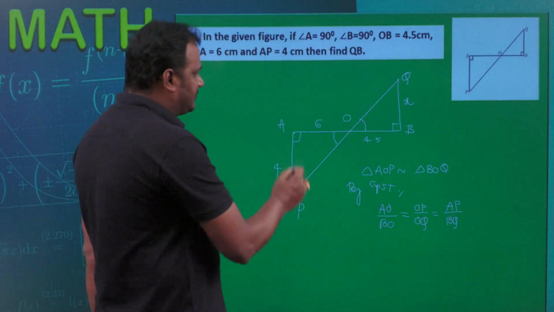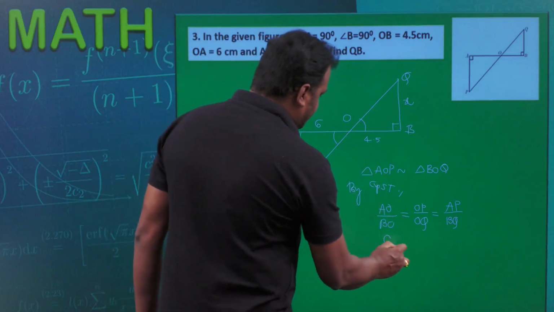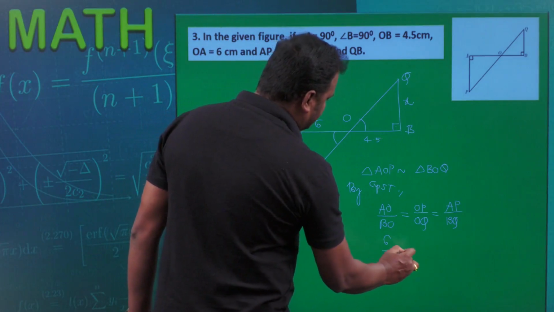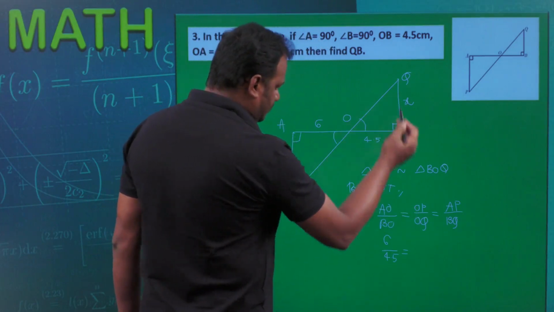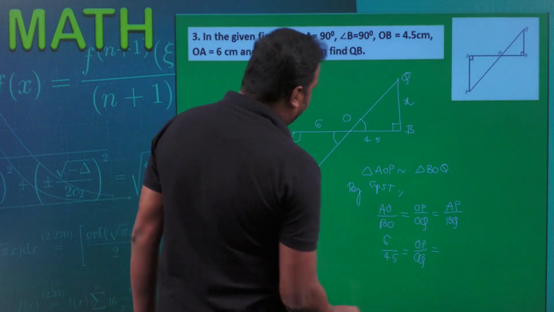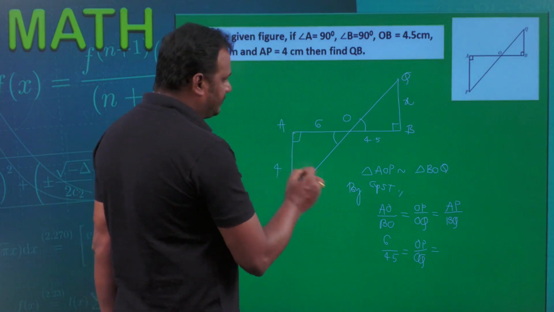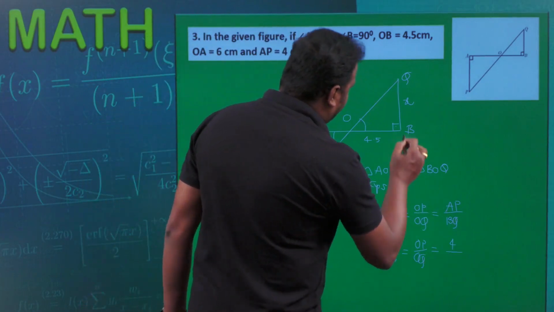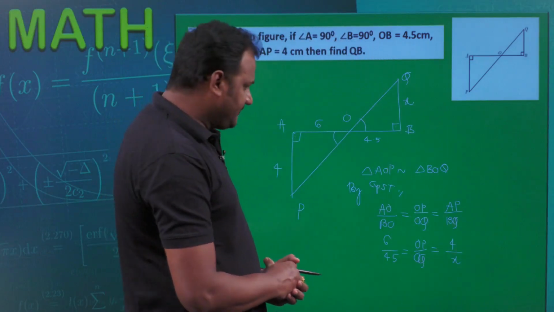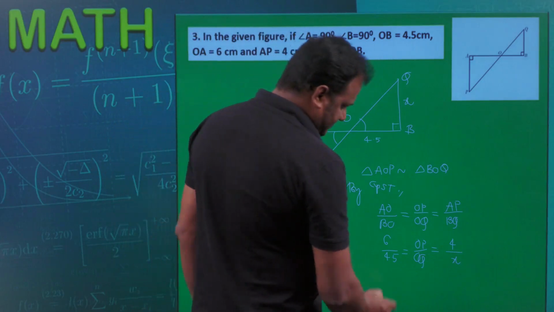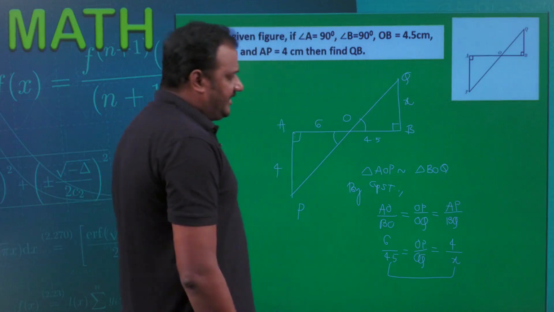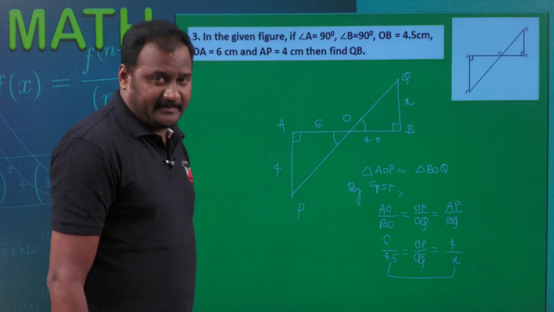Clear? What is AO? AO is equal to 6 divided by BO, which is 4.5, which is equal to OP by OQ, which we do not know, which is equal to AP, which is 4, divided by BQ. I do not know what BQ is, let it be X. Now see, in this particular equation, there are three terms which are equal.